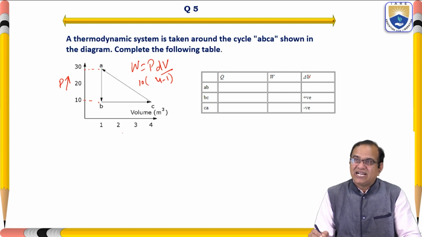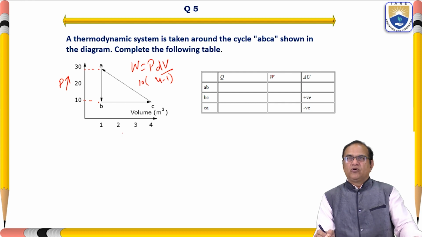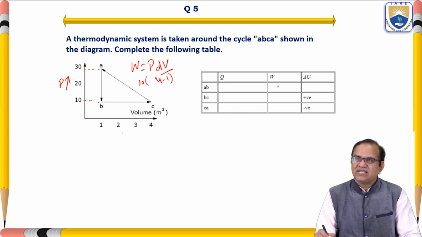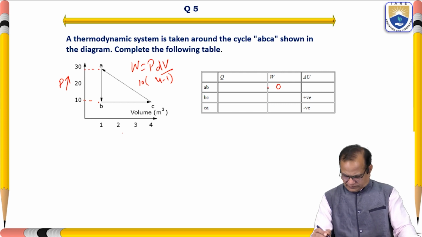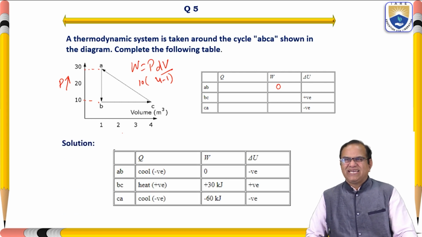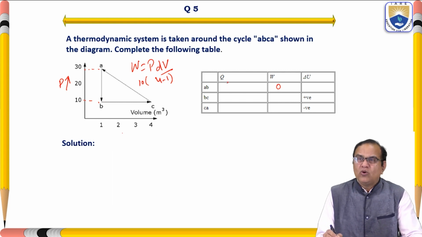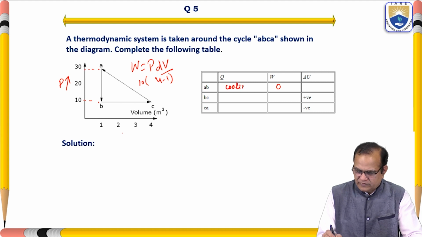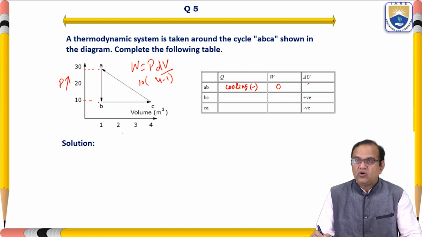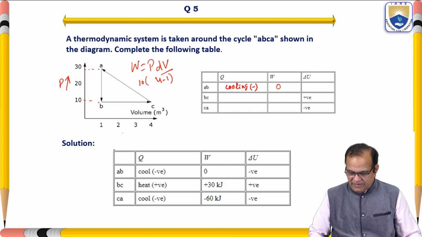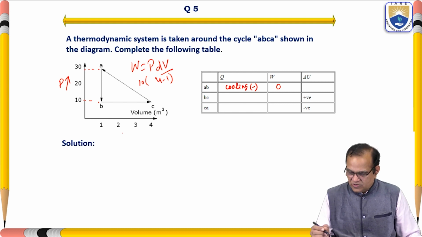So we know that delta U is equal to Q minus W. So we will see here that from A to B process, how much heat is added and how much work is done. So this work done is 0 here. So we can see here that heat from A to B is cooling, means minus. So net how much? This delta U, if you see here, is negative. So here delta U is negative.